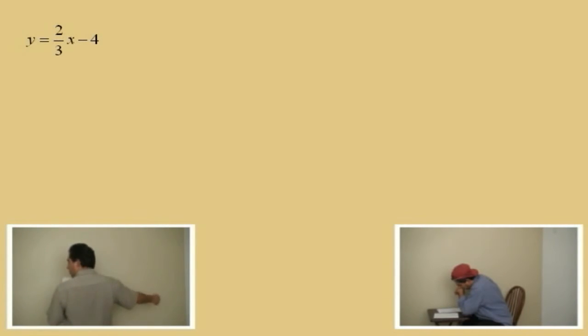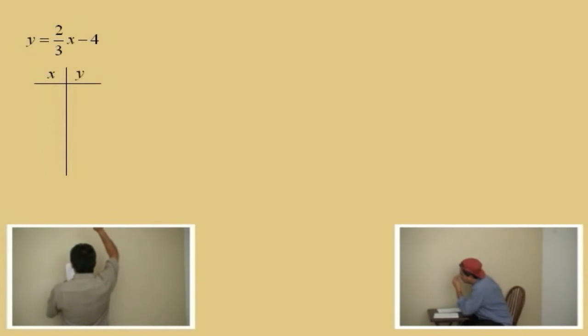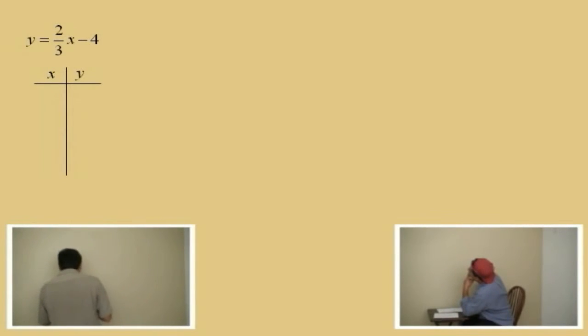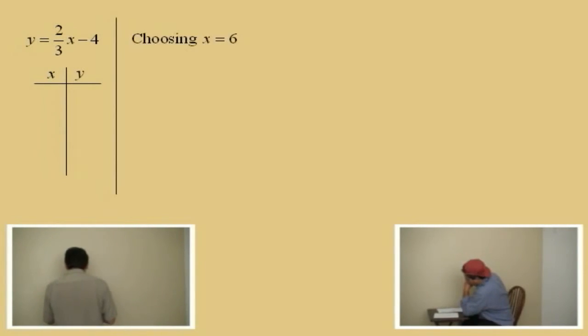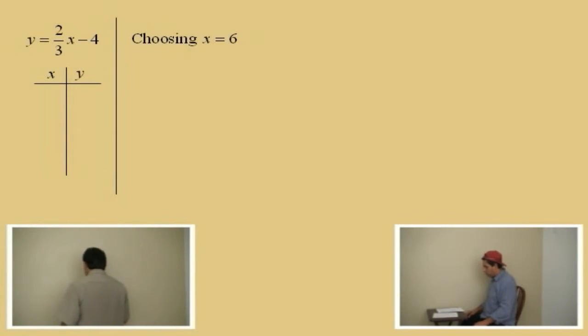Here we go. We're going to choose a value for x. Now, Charlie, give us a value for x. 6. Okay, we're going to choose x equals 6. Very nice. Okay. Now, see, x was a good choice.